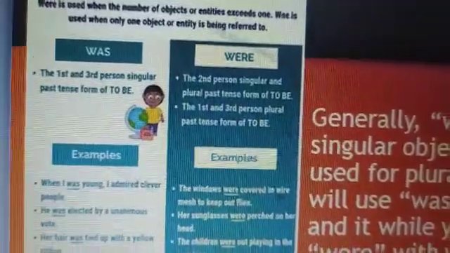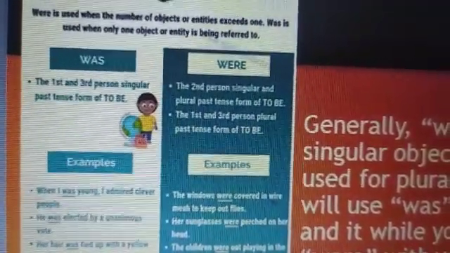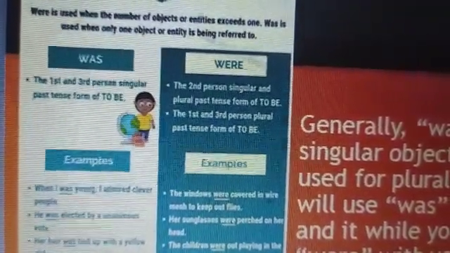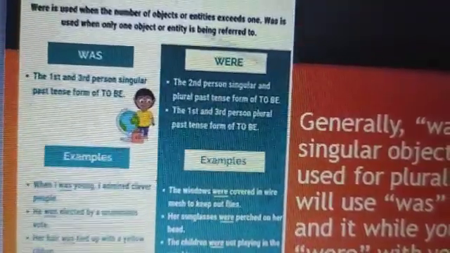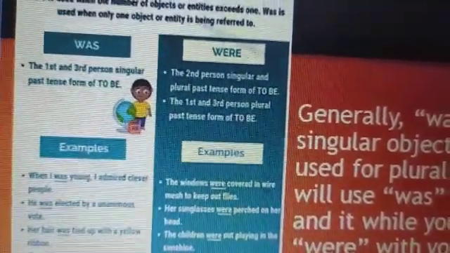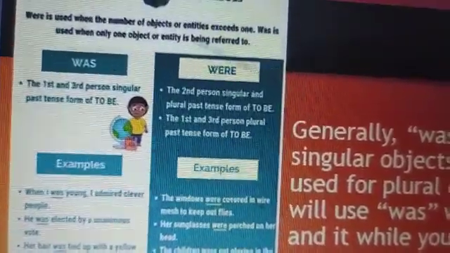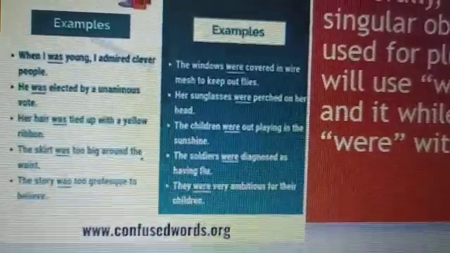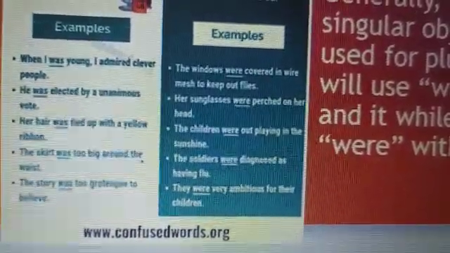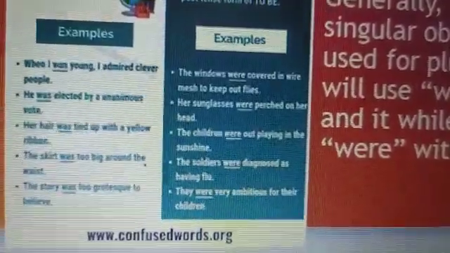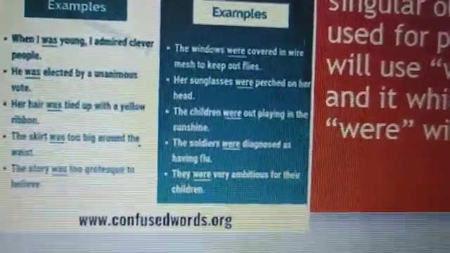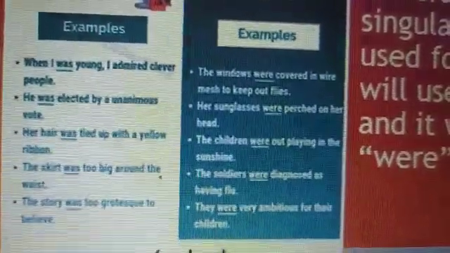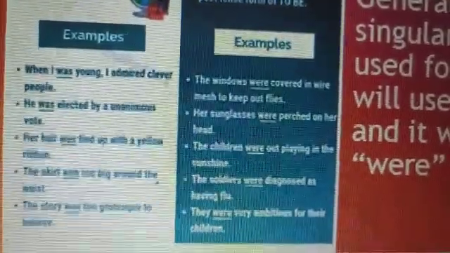Every time remember, was is the first and the third person singular past tense form of to be. Means first person is whom? I. Third person, he, she, it. With that singular in number we use the verb was. Example, when I was young, I admired clever people. Here you see, I, first person, singular in number, was. He was elected by an unanimous vote. So here was, he, third person.